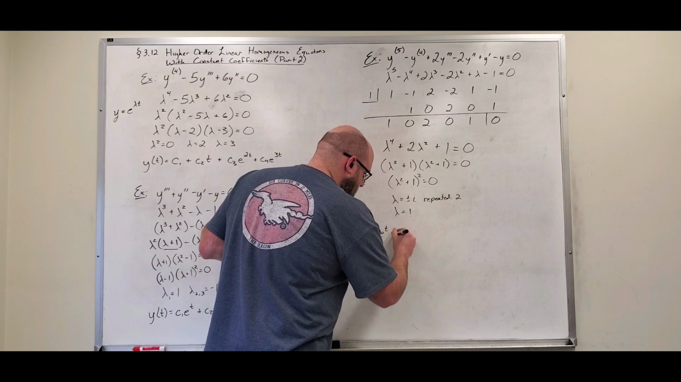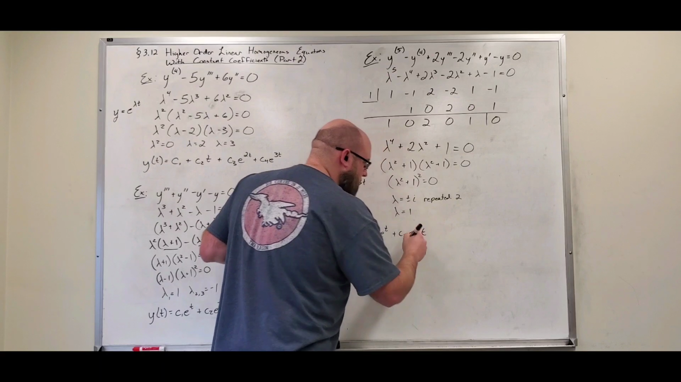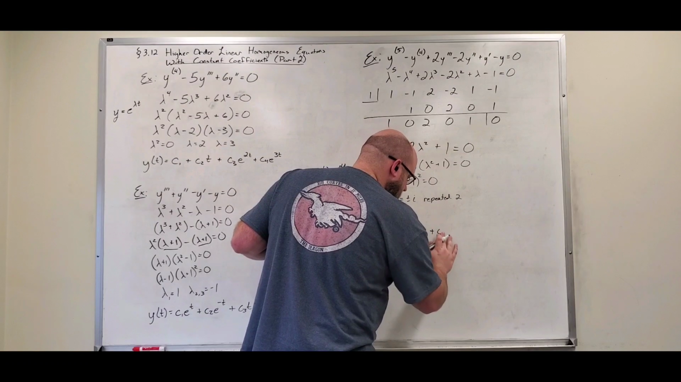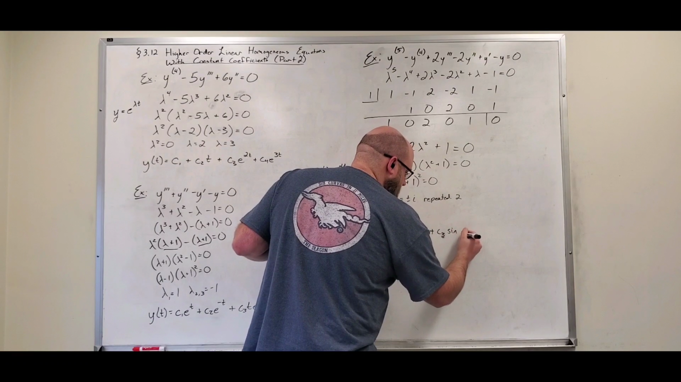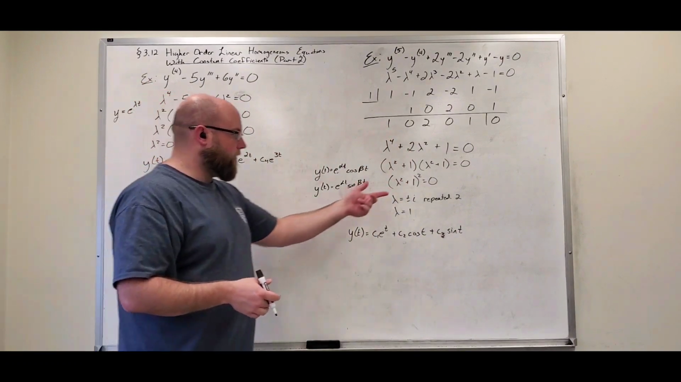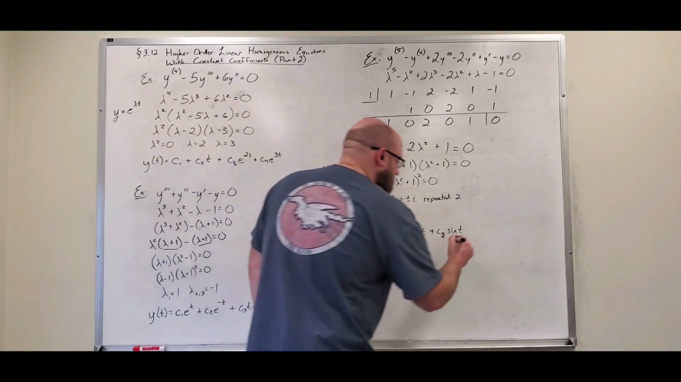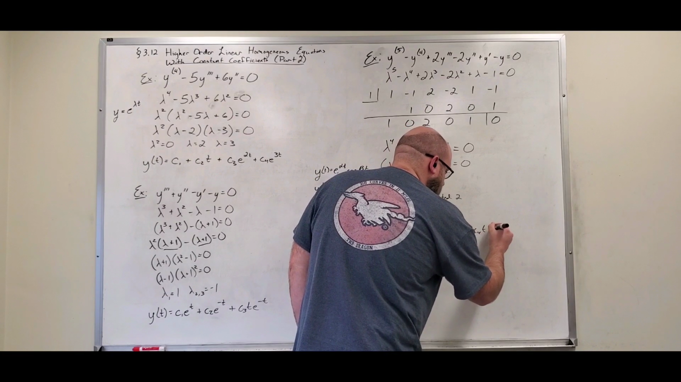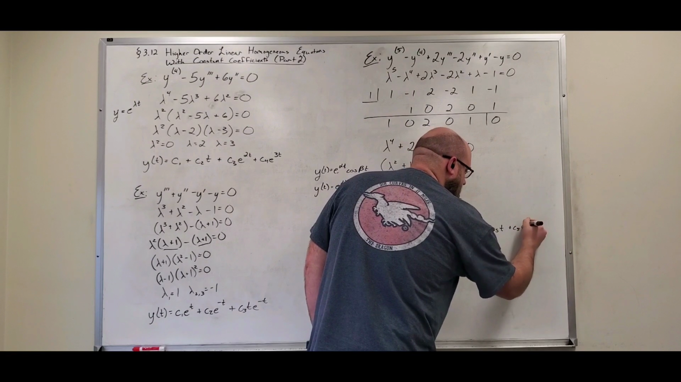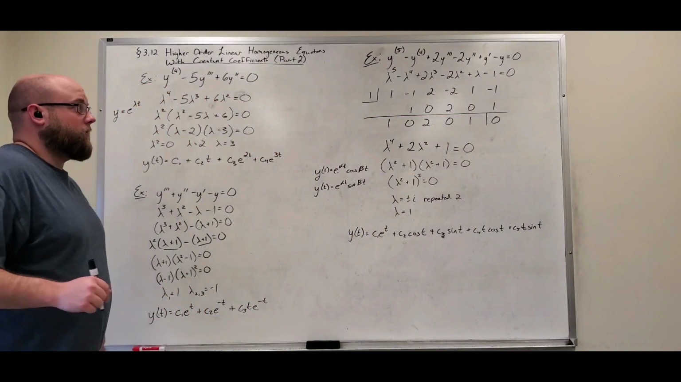This is dealing with that first group. Okay, so we're going to get plus c2 cosine of t, because our beta here is 1, plus c3 sine of beta t. All right, and now we deal with the repeated. So we dealt with the first group, now we're dealing with the repeated, which means we need to multiply these by t. So we're going to get plus c4 t cosine of t plus c5 t sine of t. And then that is our general solution to this homogeneous.